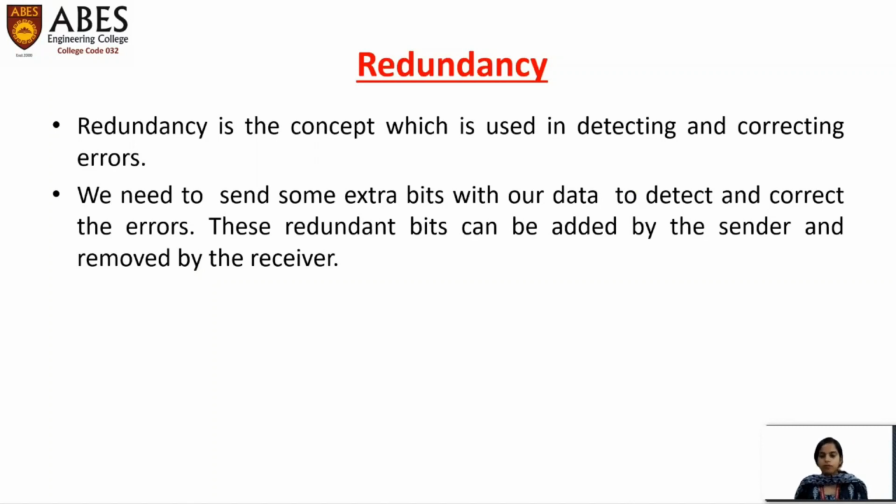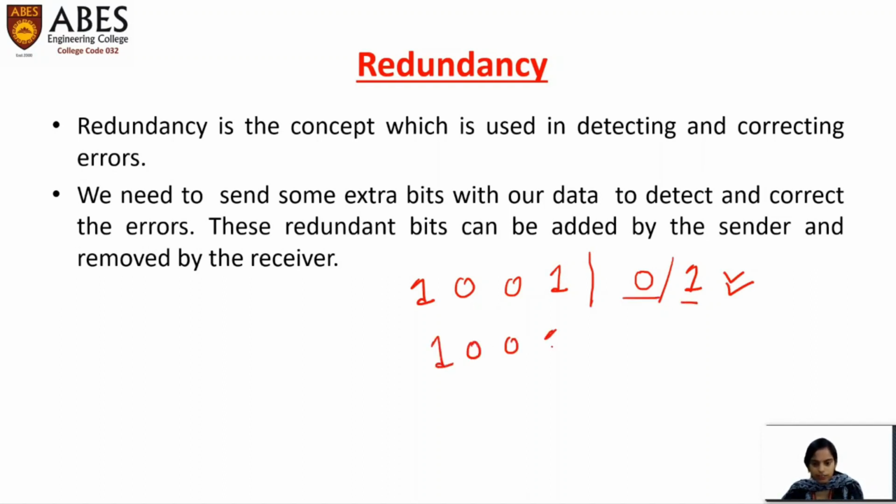We'll discuss this also, but I'll give a simple example. Let's suppose I'm transferring the data 001, and while sending the data, I'll append one extra bit. This extra bit could be 0 and this extra bit could be 1. This will be added by the sender, and when the receiver receives this data, this bit will be removed by the receiver. So what this is saying is, we need to send some extra bits with our data to detect and correct the error. When we are transferring the data over the network, we'll send some extra bits.